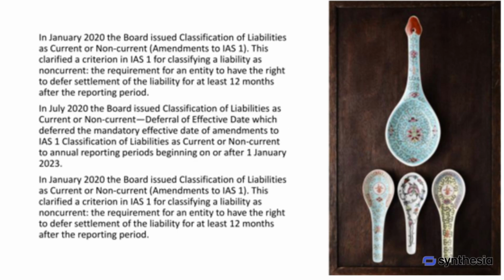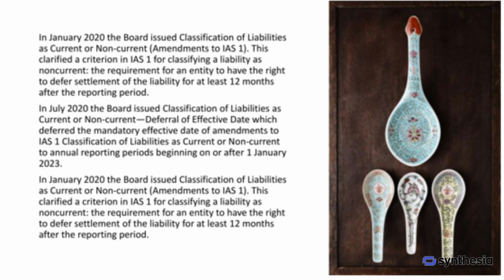In January 2020, the board introduced amendments to IAS 1 regarding the classification of liabilities as current or non-current. These amendments aim to clarify the criteria for determining whether a liability should be classified as non-current, emphasizing that an entity must have the right to defer settlement of the liability for at least 12 months after the reporting period. This clarification was intended to ensure consistency in financial reporting and provide a clearer picture of an entity's financial position.